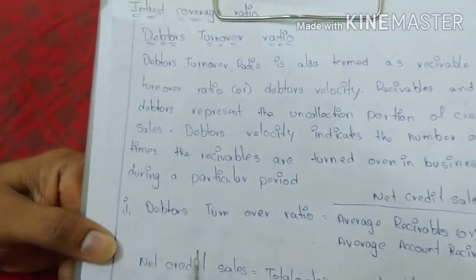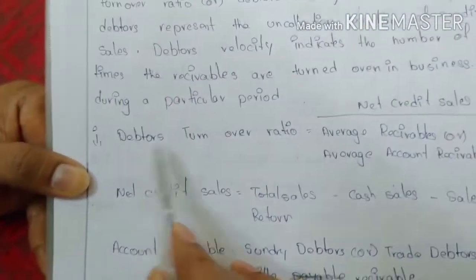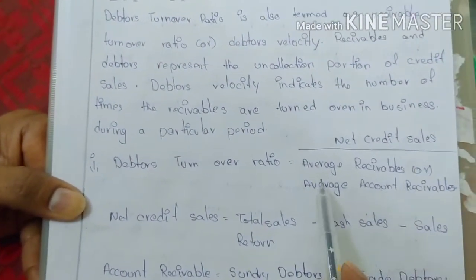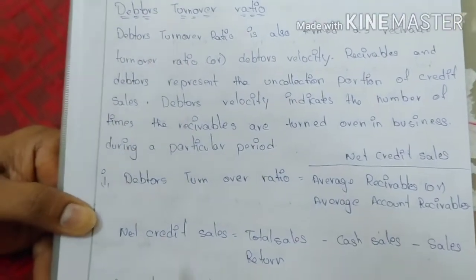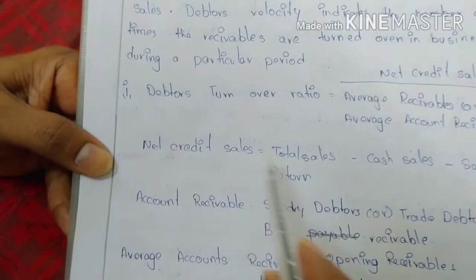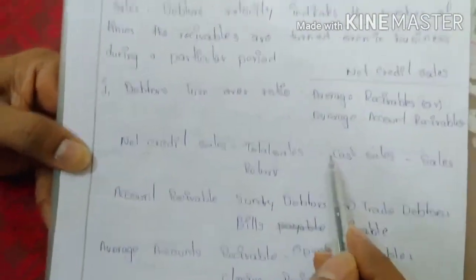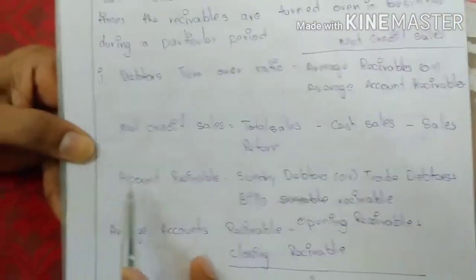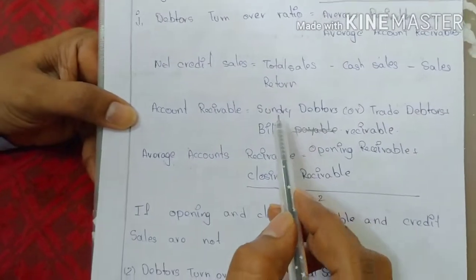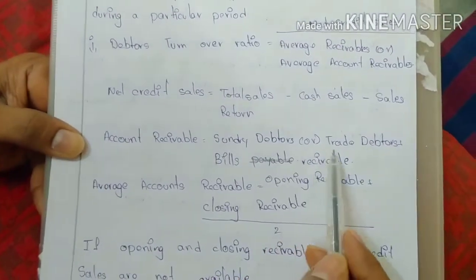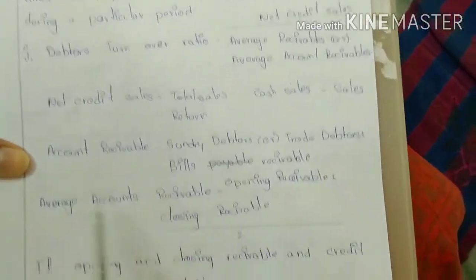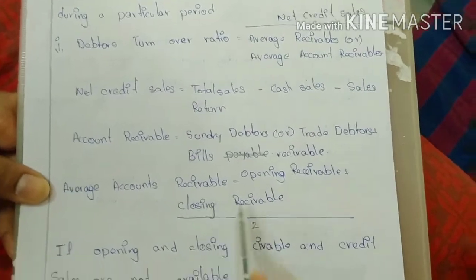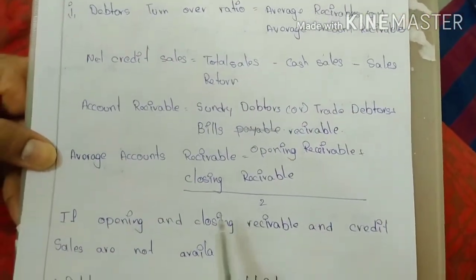So here, if we want to calculate the debtors turnover ratio, we should use this formula. Debtors turnover ratio is equals to net credit sales by average receivables or average account receivables, whatever it may be. Net credit sales is equals to total sales minus cash sales minus sales returns. Next, account receivables is equals to sundry debtors or trade bills receivable. Average account receivables is equals to opening balances plus closing balances by 2.